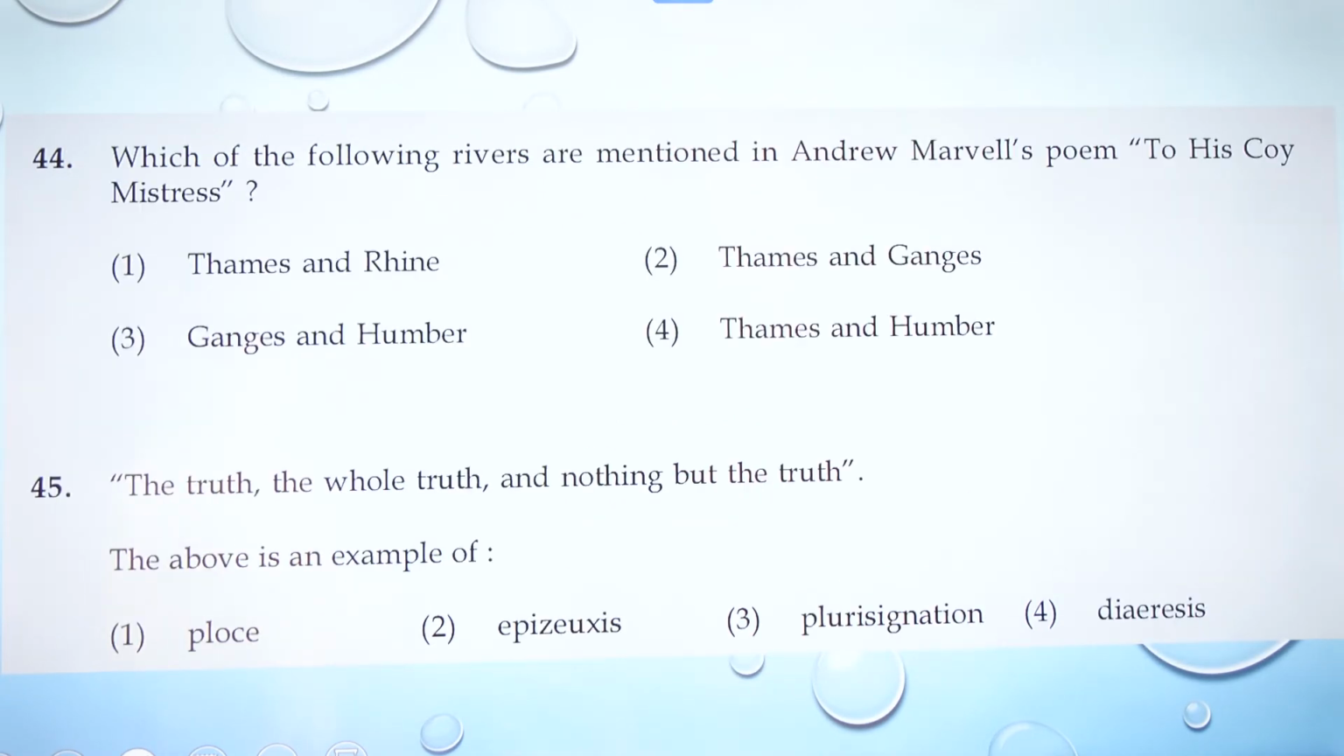44. Which of the following rivers are mentioned in Andrew Marvell's poem To His Coy Mistress? Number 1 Thames and Rhine, number 2 Thames and Ganges, number 3 Ganges and Humber, and number 4 Thames and Humber, and the correct option is number 3 Ganges and Humber. So these rivers are mentioned there. 45. The truth, the whole truth and nothing but the truth. The above is an example of number 1 pleonasm, number 2 epizeuxis, number 3 plurisignation, number 4 diasis, and the correct option is number 1 pleonasm.